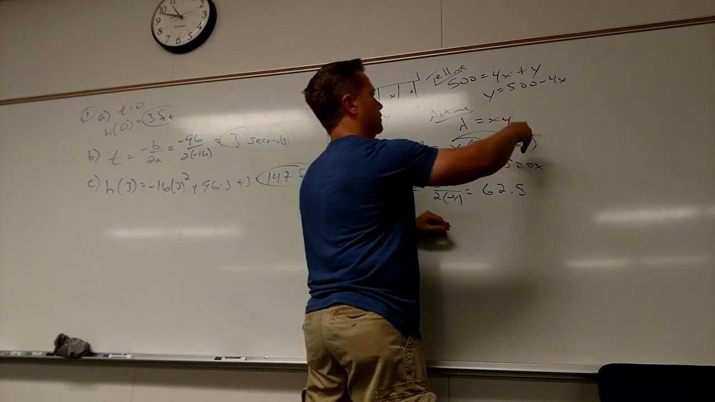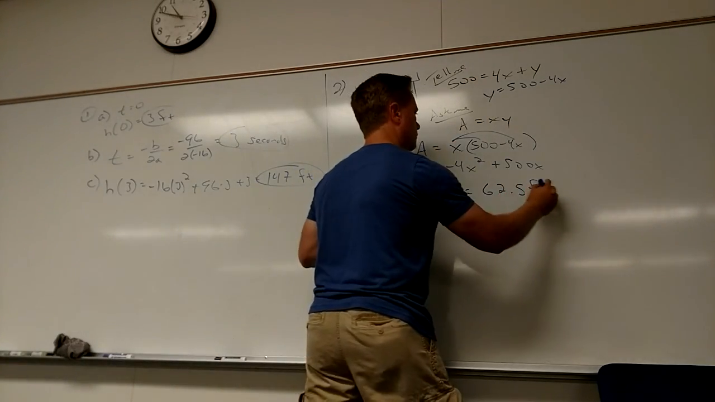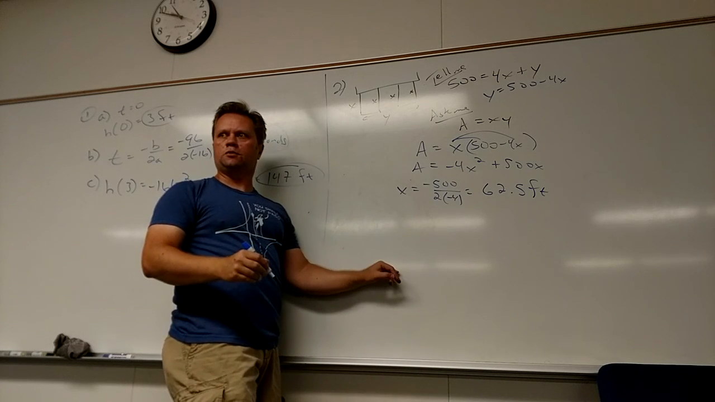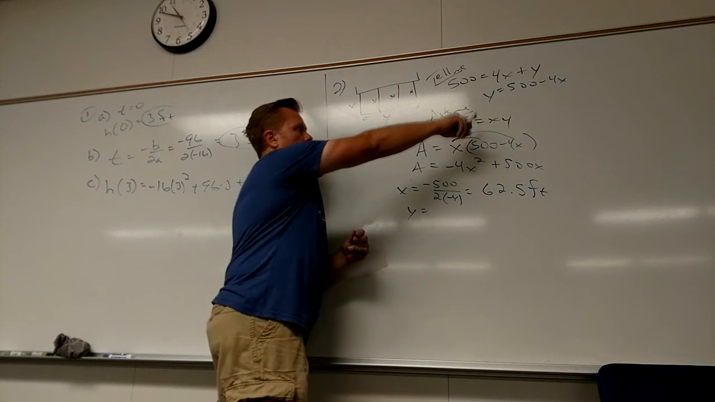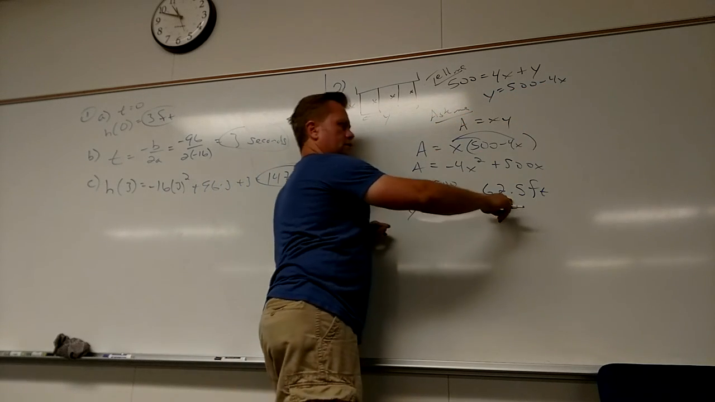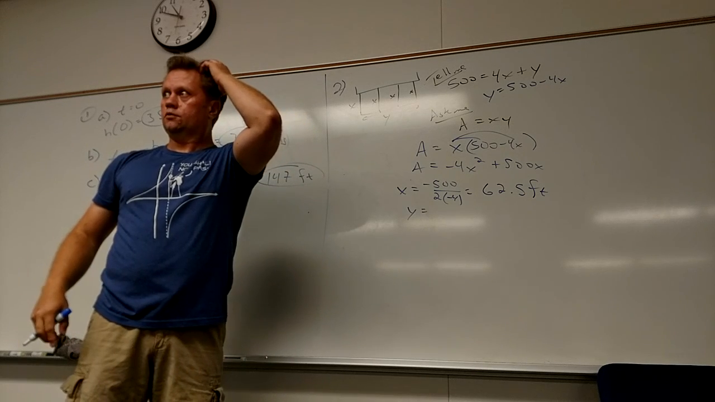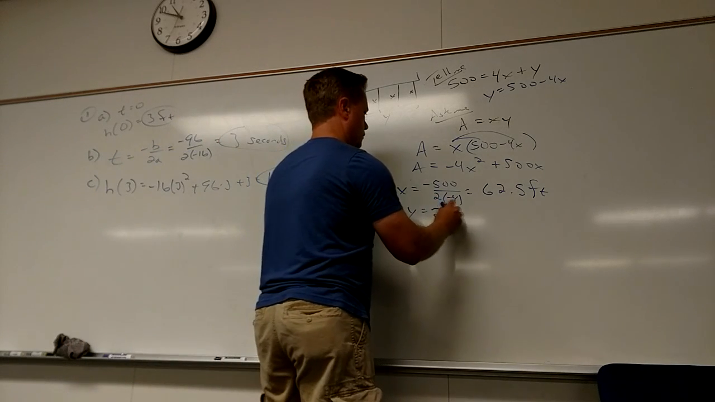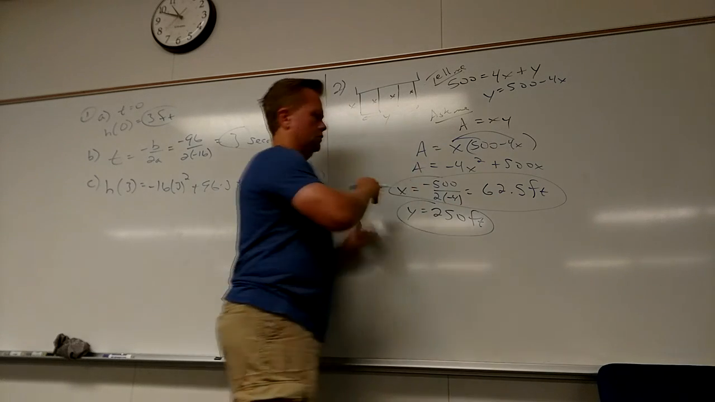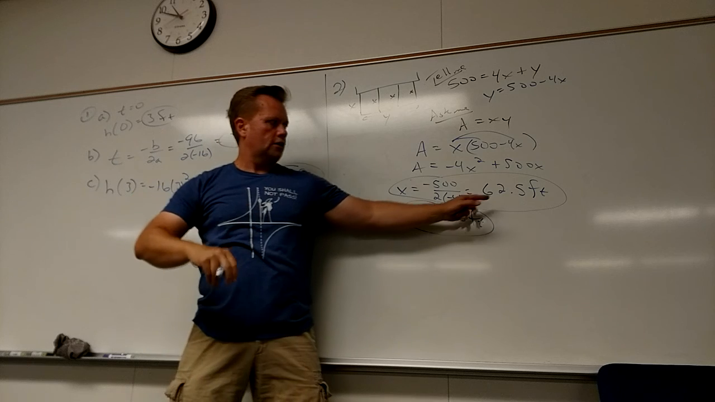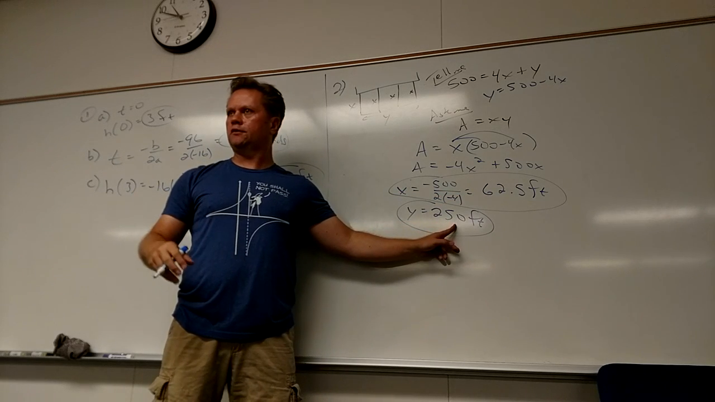What was this? 500 feet? Feet. So X is 62.5 feet. Y is 500 minus 4 times that, which is 250. Now you can double check your dimensions: 4 of these plus 1 of those should make 500, and sure enough it does.